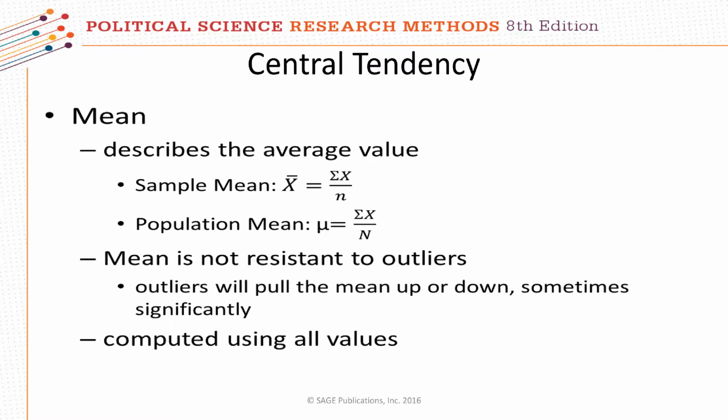And so sometimes the most sophisticated way to talk about measures of central tendency is to use the mean. And the mean is otherwise known as an average.